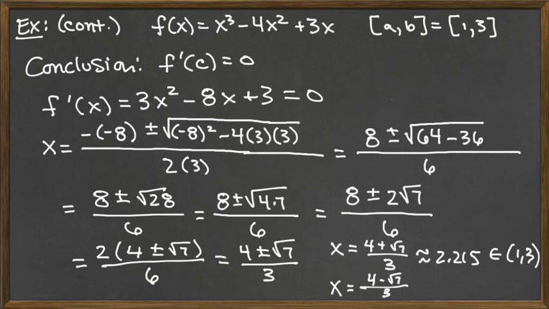That value is 0.451 approximately, and that is not in. So I'm going to do a little dash through my is an element of 1, 3. So really our only C value here is this value right here. I'll go ahead and box that value.